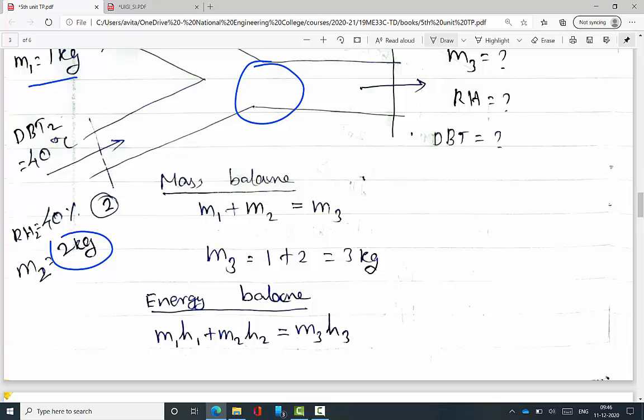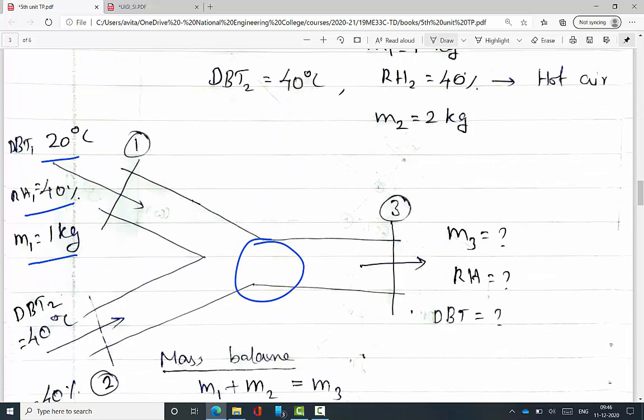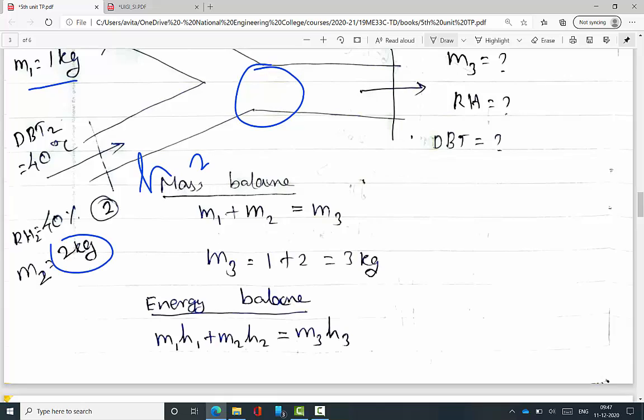m1h1 plus m2h2 equals m3h3. So enthalpy, energy, the input, this is h1, this is h2, this is h3. m1h1 plus m2h2 equals m3h3. So this is the total energy of the stream. It's the energy balance. It's the formula for adiabatic mixing. Everyone remember that formula, the formula for adiabatic mixing.